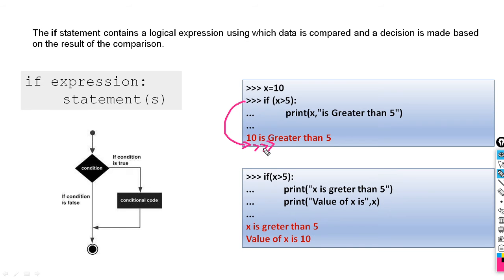Here also, if x is equal to 4, it will check is x greater than 5. No, it returns false. So it will skip these two statements. It won't execute these two statements and it will take your control to the next Python prompt. So you don't get any type of output, because we are not using an else statement. So this is the if. Okay, we used indentation here.